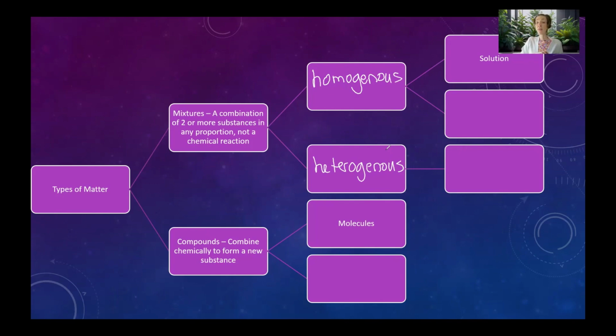Then we talked about homogeneous mixtures. We said solutions and colloids, remember? And an example of a heterogeneous mixture was a suspension. Remember, those are things that we have to shake up, right? And then compounds. We broke that down further into molecules and crystals. Okay. All right.